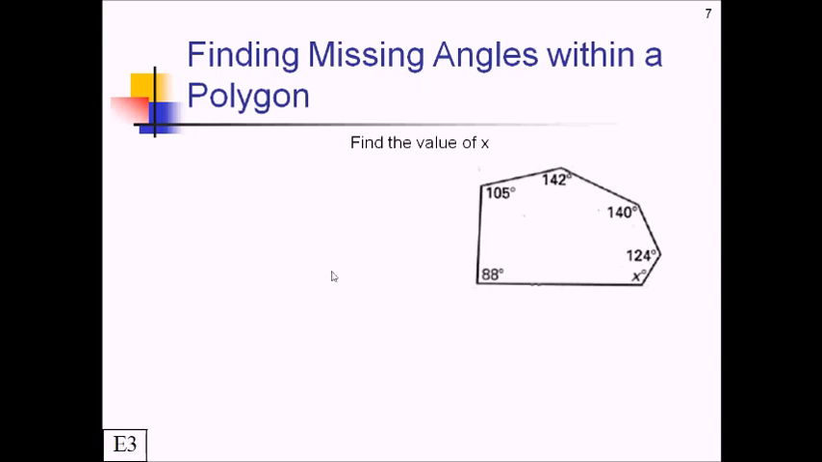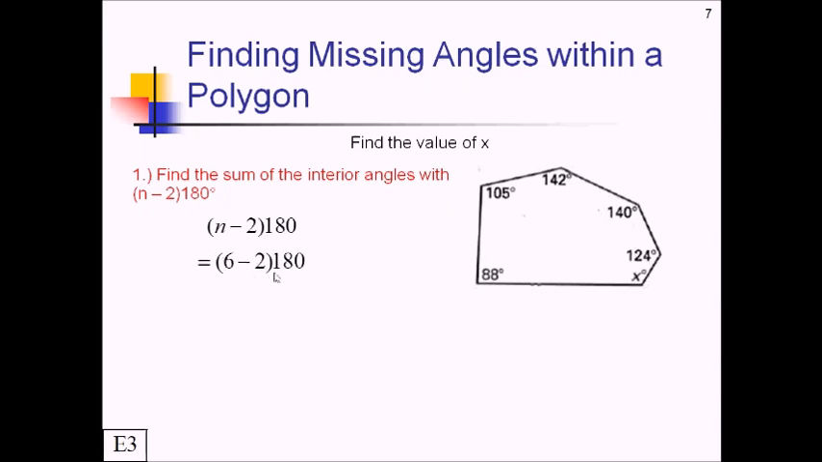So first off, it would be nice to know how many degrees this is all supposed to add up to. So we have a formula for this. It's that sum equals n minus 2 times 180 formula. That tells you what the sum of the interior angles should be based on the number of sides. So here's our formula. And how many sides are we plugging in for n? Let's see, we got 1, 2, 3, 4, 5, 6 sides. So that's 4 times 180, which is going to be 720 degrees.